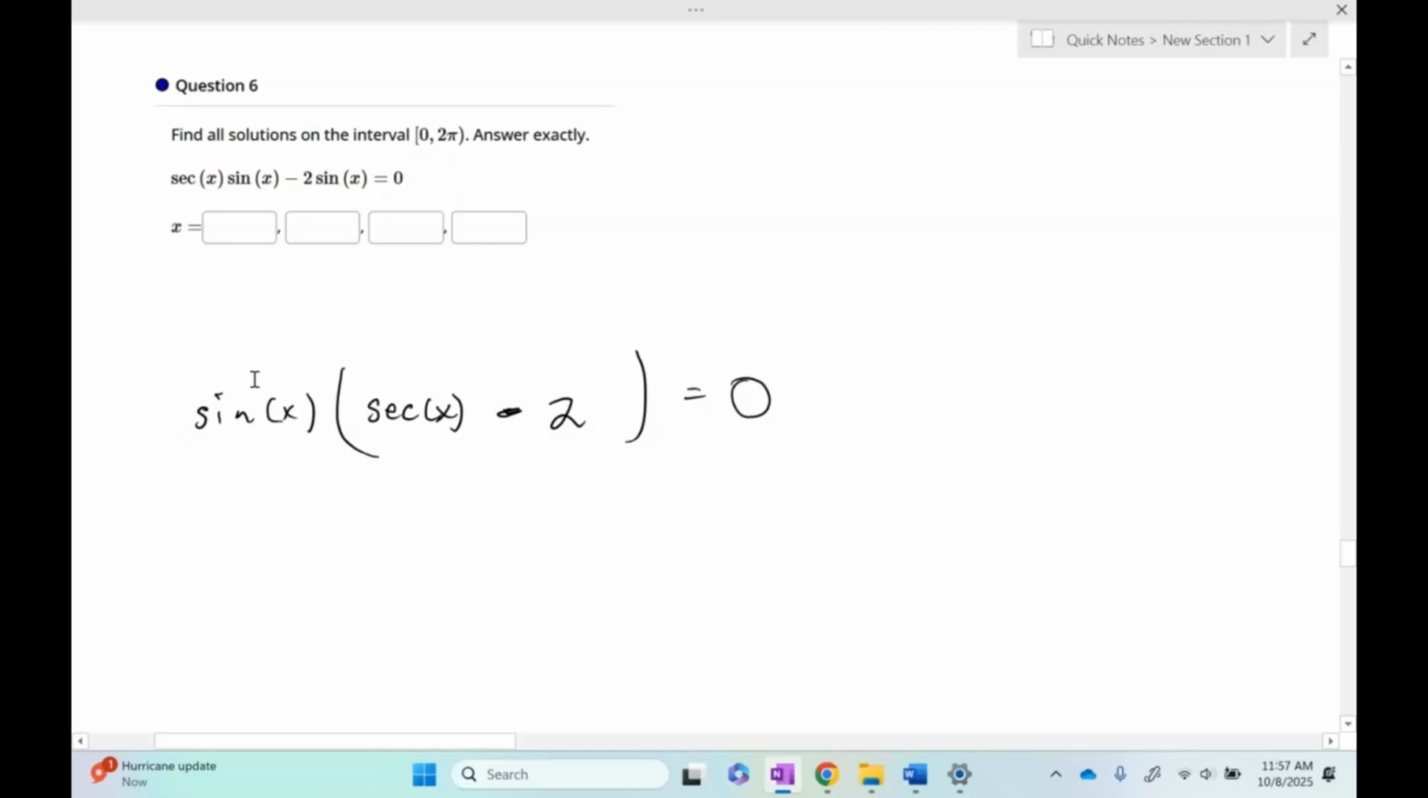Remember, you should always be able to multiply and come back to your starting point. So if I were to reverse this process, the sine of x times secant x is just secant x times sine of x. The sine of x times negative 2 is negative 2 sine x, right? So this is factored.